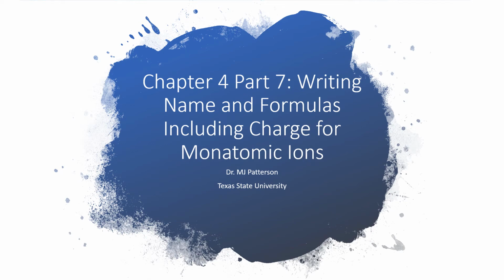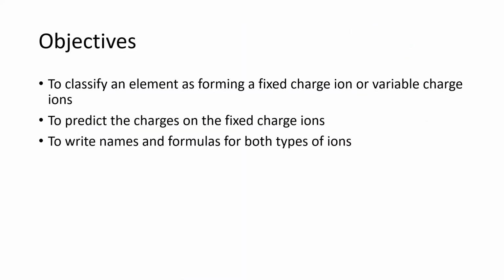Hi Bobcats! In this video we're going to take a look at writing both the name and the formula for monatomic ions. Monatomic ions mean a charged particle, or an ion, that consists of a single atom. And when we write the formulas for ions, the formula always includes the charge of the ion.